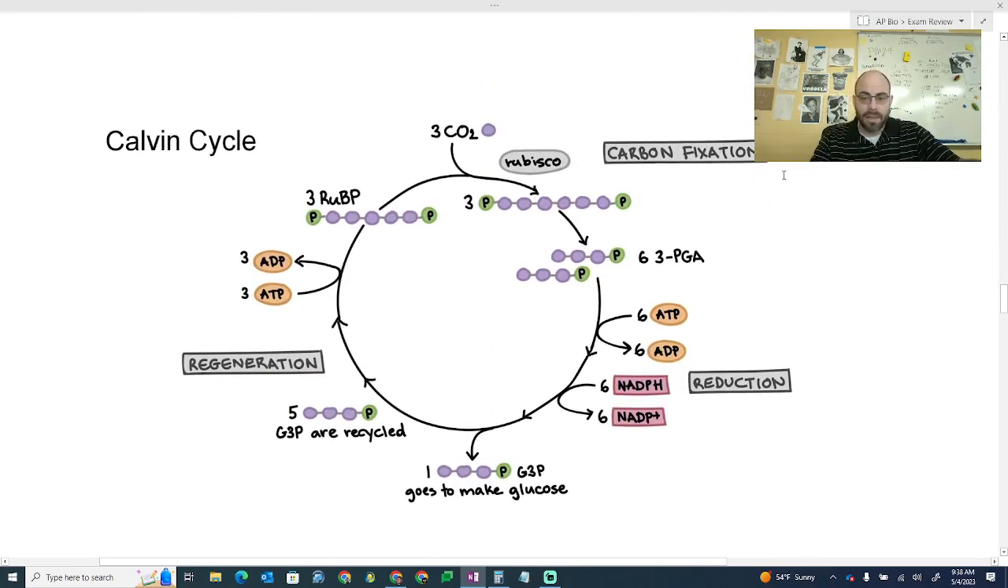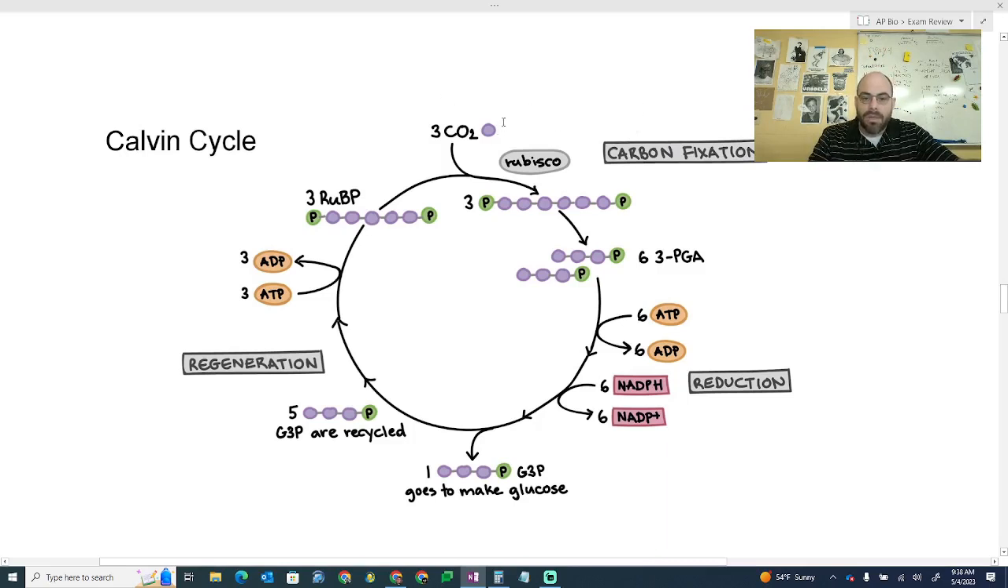What's going on in the Calvin cycle? Well, there's a lot going on. We're not going to go into all the details here. It's not all that important. AP has stripped this down almost completely, which is okay for us. We're going to just talk about a couple of the main ideas.